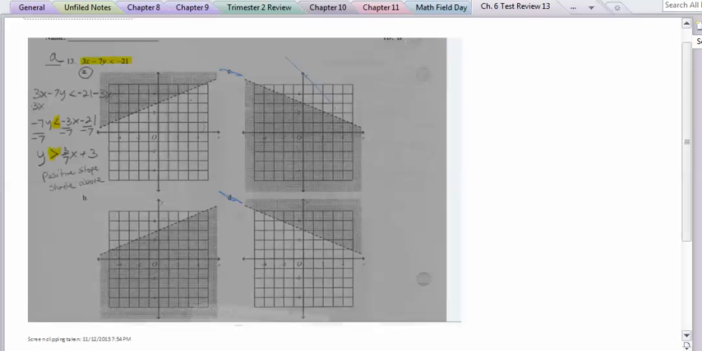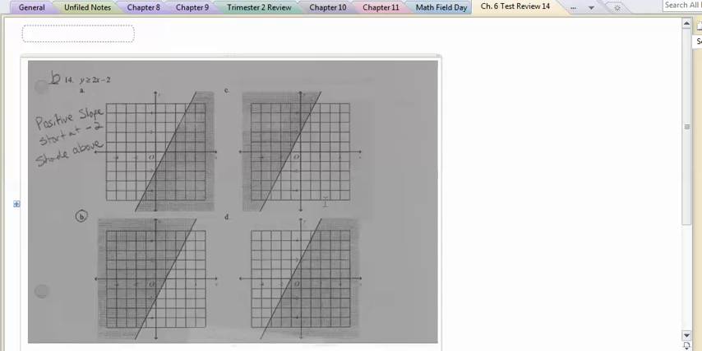These 2 are both positive slopes. Now we just need to look. It's on the big side of the y. It's going to be shaded above the line. So this one's shaded above the line. So it's letter A.